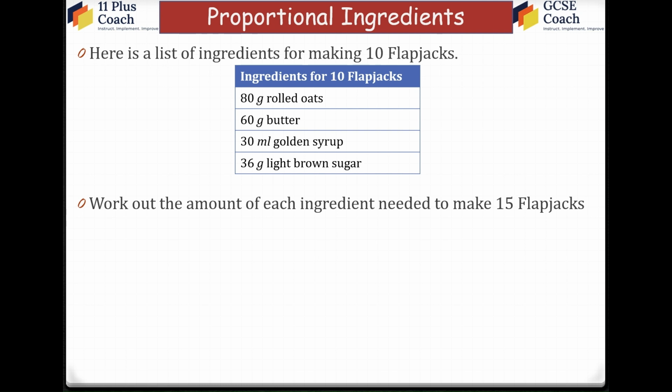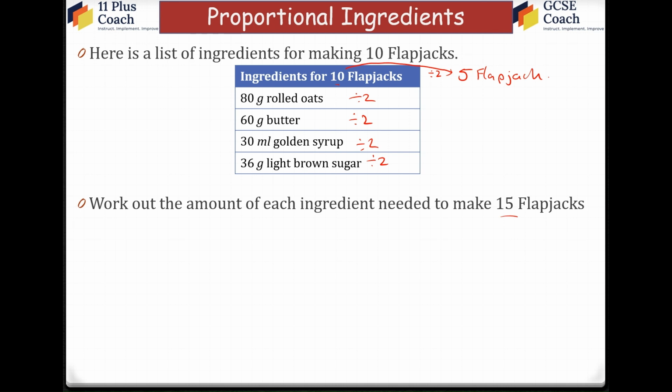So in this case, if 10 flapjacks require all these ingredients, how would we work out 15? Well, hopefully you realize 15 is 5 more than 10, and 5 is a half of 10. So if I was to work out the ingredients for 5 flapjacks, to get from 10 to 5, I need to divide by 2. That means because it's proportional, everything must be divided by 2.